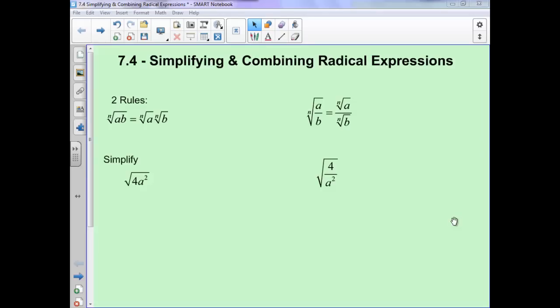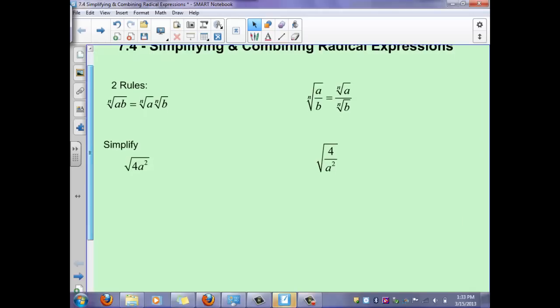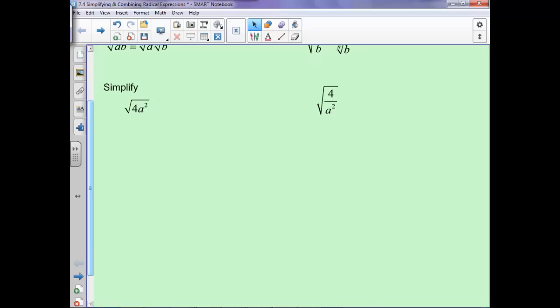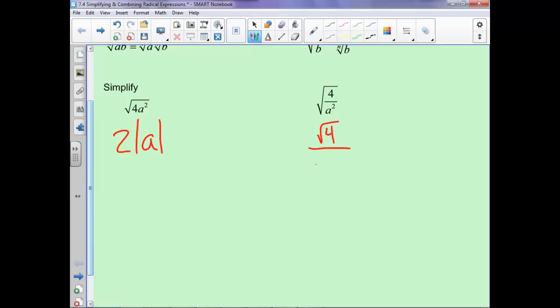So for example, if we have the square root of 4a squared, well, the square root of 4 is 2. Square root of a squared is the absolute value of a. On the second one, it'd be the square root of 4 over the square root of a squared. So 2 over the absolute value of a.